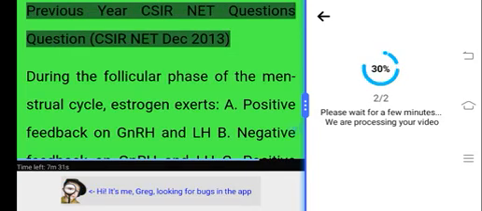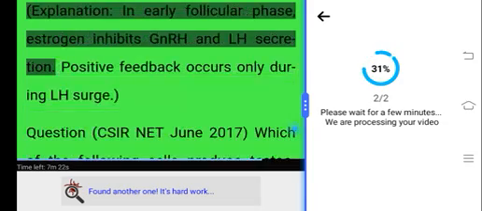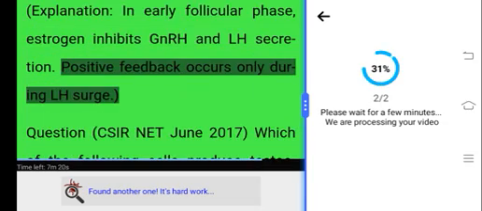Previous year CSIR NET questions. CSIR NET December 2013. During the follicular phase of the menstrual cycle, estrogen exerts: A, positive feedback on GnRH and LH; B, negative feedback on GnRH and LH; C, positive feedback on FSH only; D, negative feedback on progesterone. Answer: B, negative feedback on GnRH and LH. Explanation: in early follicular phase, estrogen inhibits GnRH and LH secretion. Positive feedback occurs only during the LH surge.